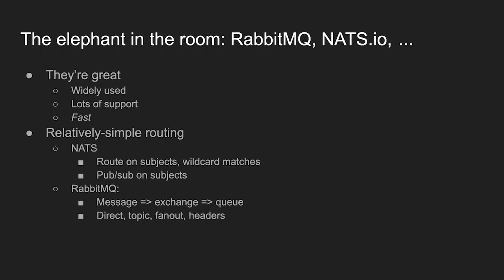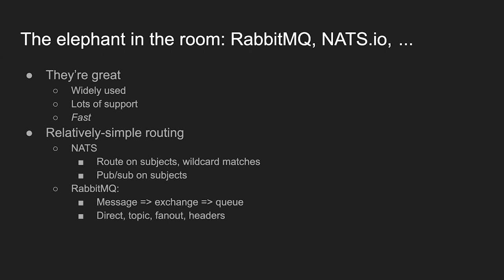So beyond that, we have our messaging elephants, so to speak. We have RabbitMQ, NATS, there's more stuff like Kafka. There are so many, so I'm just going to touch on these two. They are really great. Again, they're widely used, lots of support, lots of companies backing them. They're also really good at being really fast. And they let you do message routing, but it's relatively simple, I guess would be the way to put it. You have NATS, where you can route on a subject. You can wildcard match on those subjects for your subscriptions, and then it's just pub sub on them.